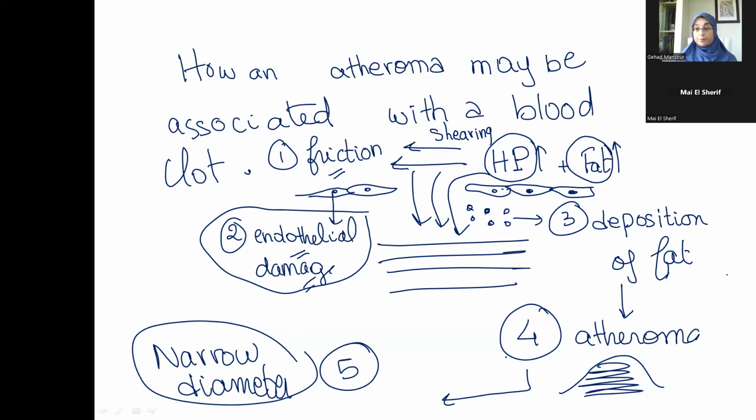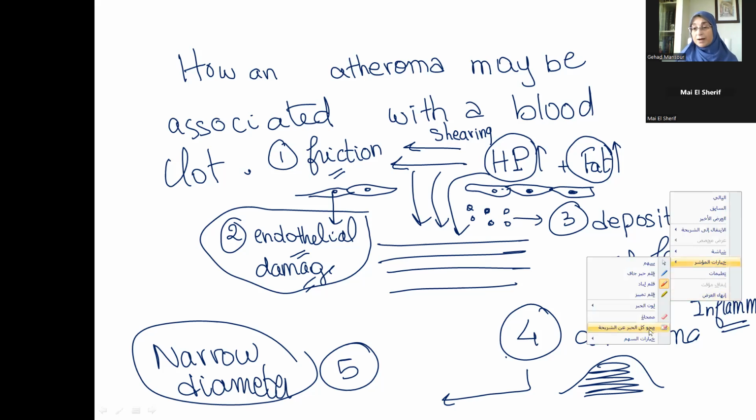But that deposition of fat also triggers non-specific inflammatory cells, like macrophages, for example, to come to the area to engulf the fat deposits. All this will result in the formation of a clot. How? Because we have two factors.